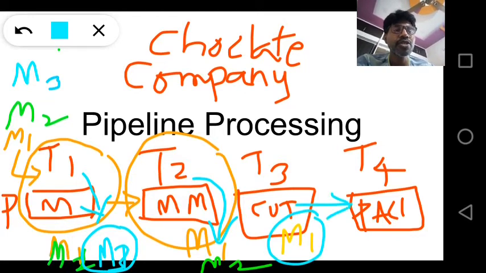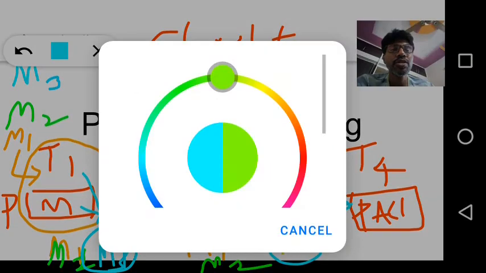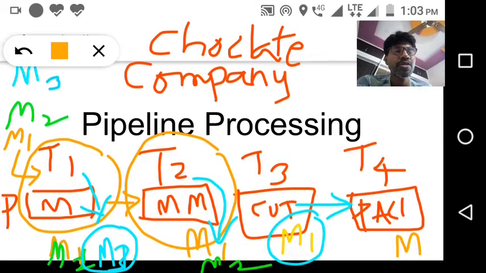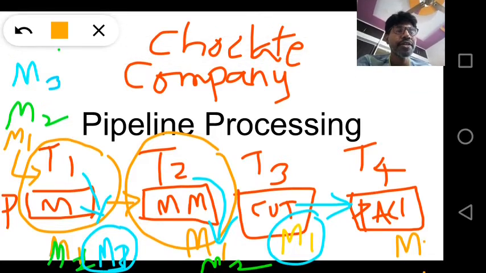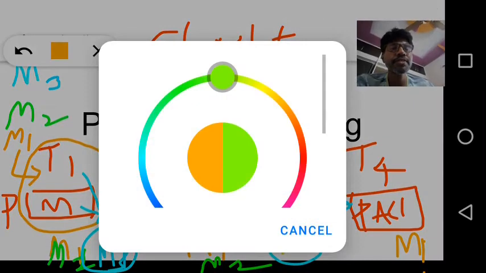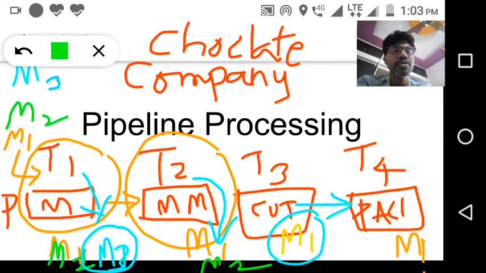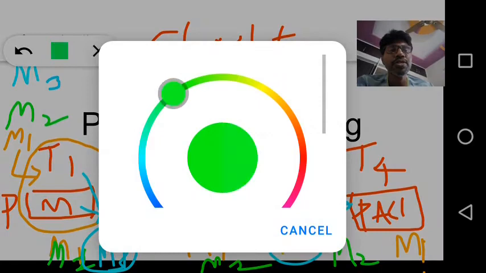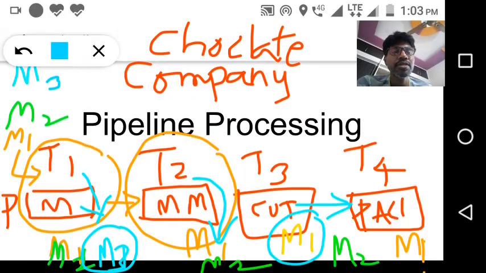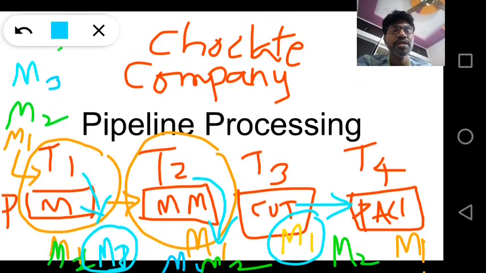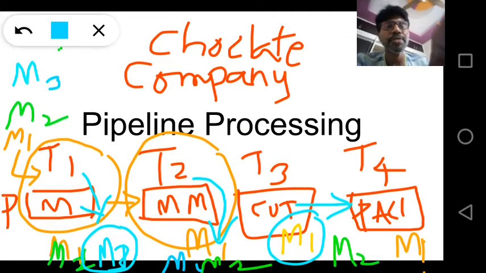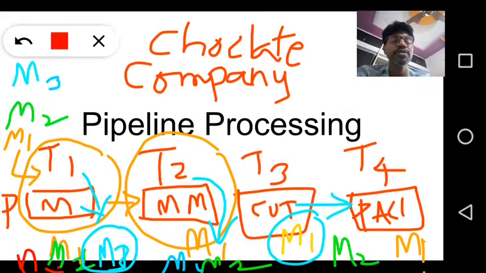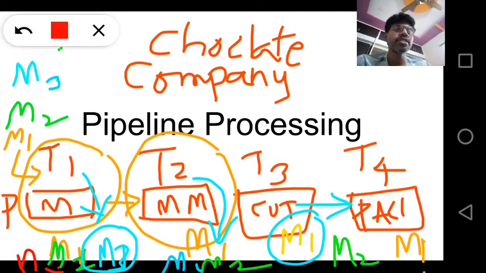Similarly, when it handovers to T4, now M1 is here packing. When M1 is here, M2 is here. When M2 is here, here is M3. And here you may get some new thing like M4 if you have. So this cycle goes on.